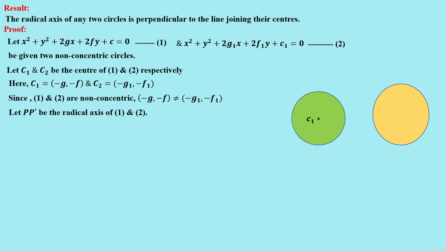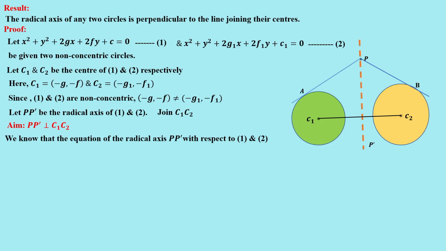So this is the first circle, this is the second circle, and P is the point. The common tangents are PA, PB. So the locus of the moving point P, the path of P, is the radical axis, P dash. Join C1 and C2, the centers. So the aim is to show P dash is perpendicular to C1C2.